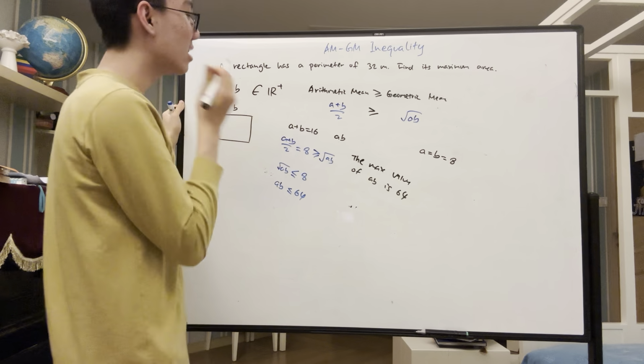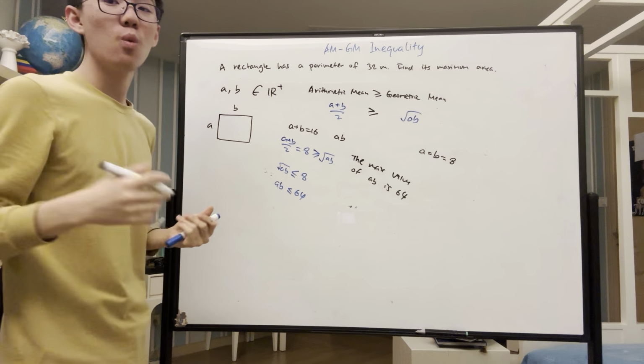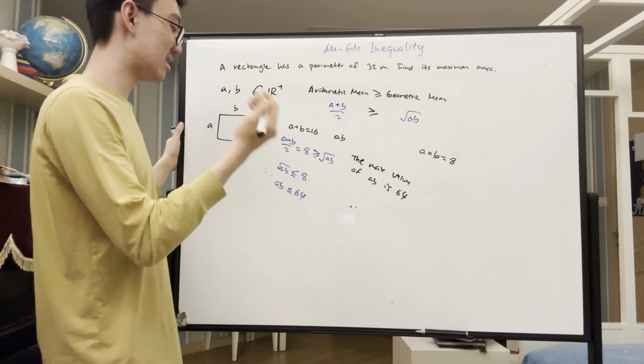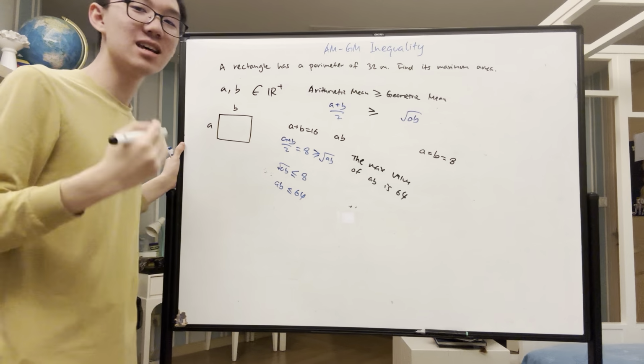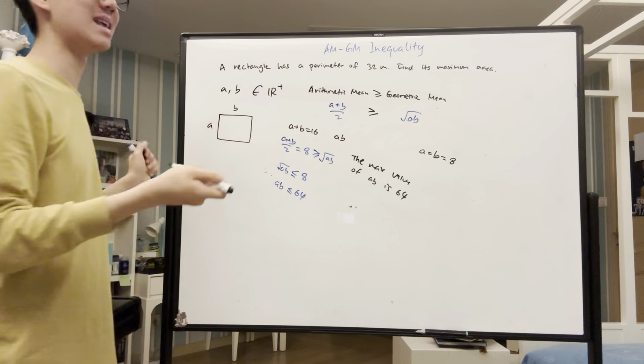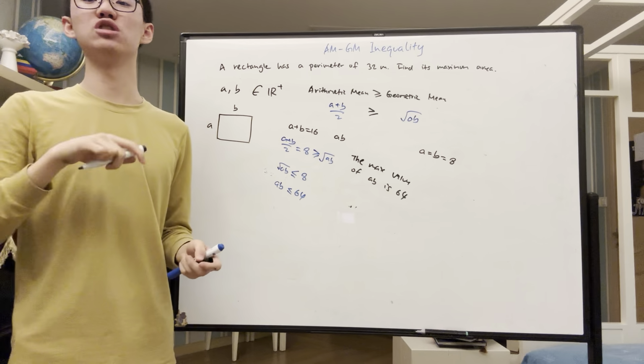When the width and length, in context of this problem, when the length and width are both 8, this yields us the area of 64, and at this time, the area is maximized. And this gives us the exact same answers as the previous two solutions.